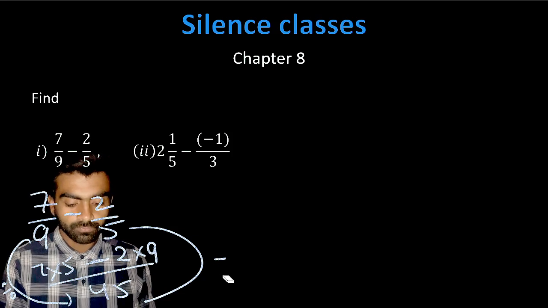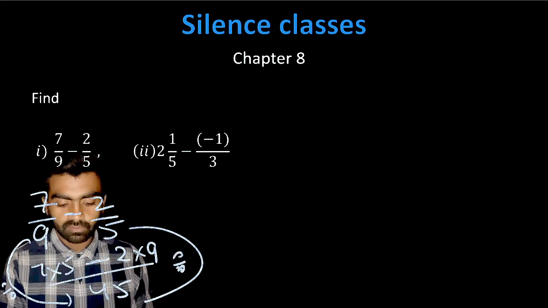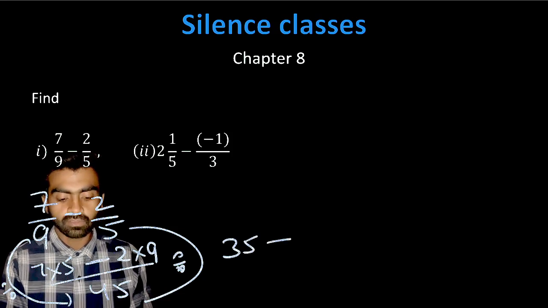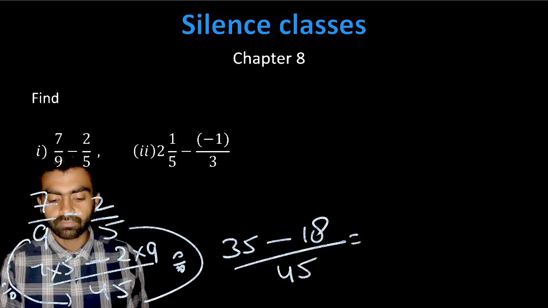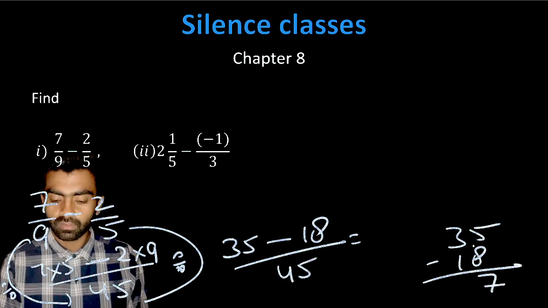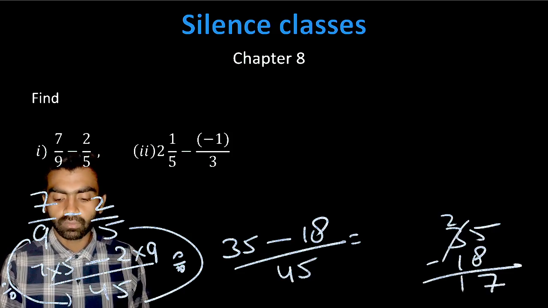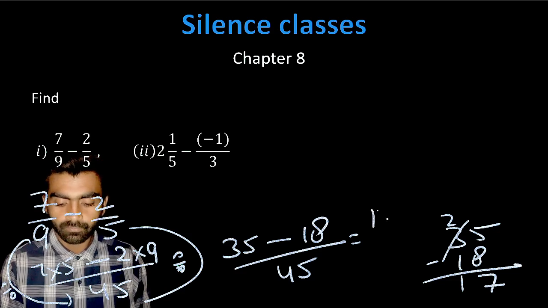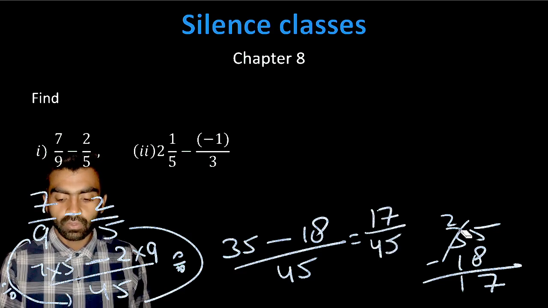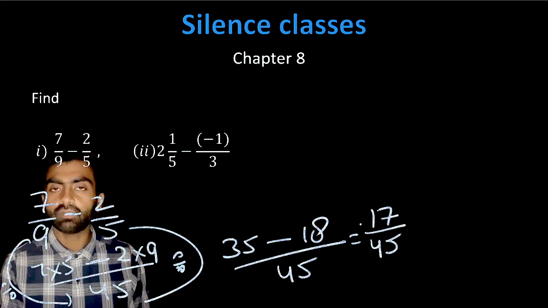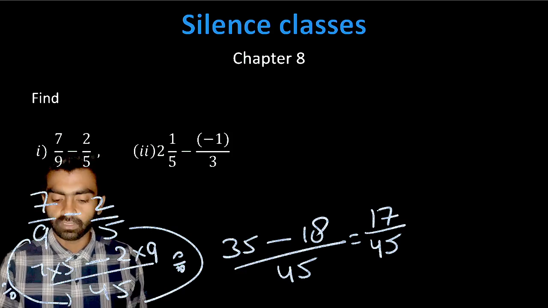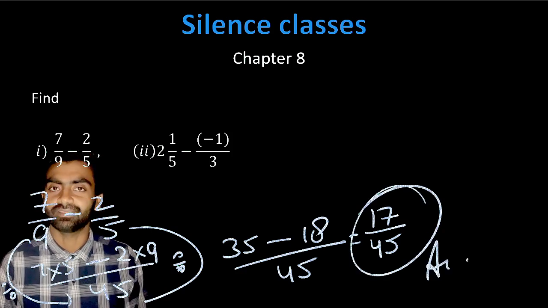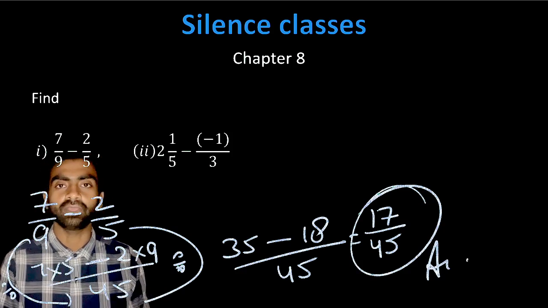We will get 7 5s are 35 minus 9 2s are 18 upon 45. Now we have to subtract, so 35 minus 18 gives 7 and 1, so 17 upon 45. The positive sign will be there because 35 is the greater number. So 17 upon 45 is the answer. I hope you guys understood how we have done it.